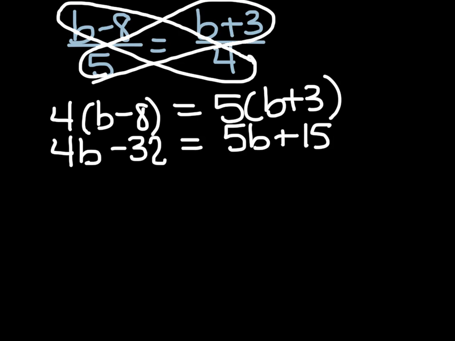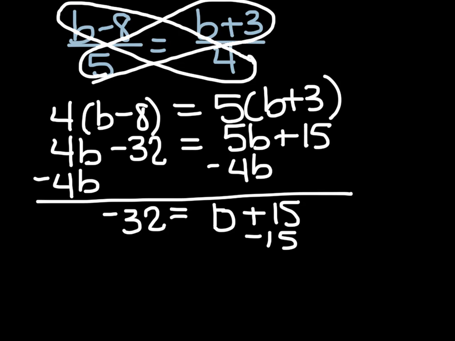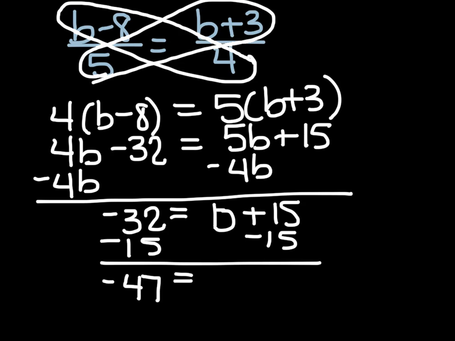So now we're going back a few sections where we solved equations with variables on both sides. I like to work with positive variables, so I'm going to subtract 4b on both sides. On this side, I still have negative 32, and on this side, I have 1b, or just b, plus 15. I still need to isolate the variable, so I'm going to subtract 15 on both sides. So negative 32 minus 15 is negative 47, and on this side, I have isolated b.